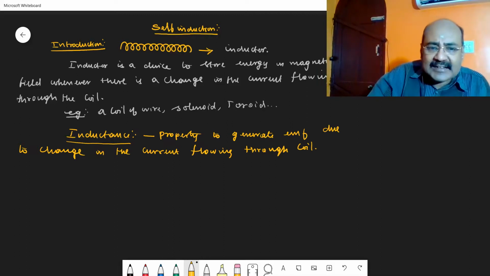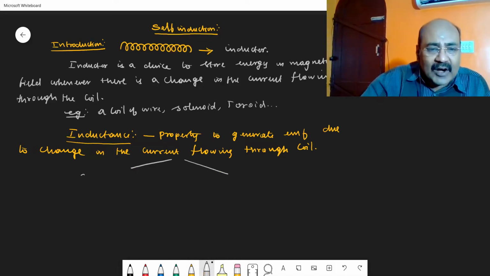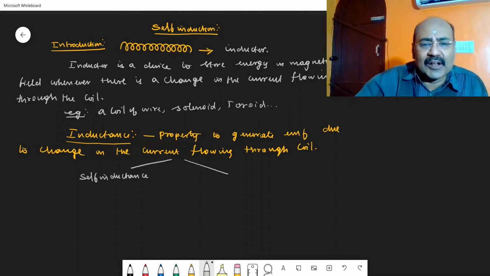When you are considering this inductance, we can generally classify it under two headings. One is called self-inductance, and another one is called mutual inductance. What is meant by self-inductance, and what do you mean by mutual inductance?